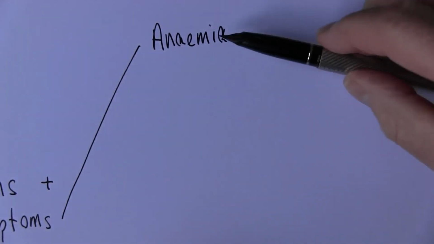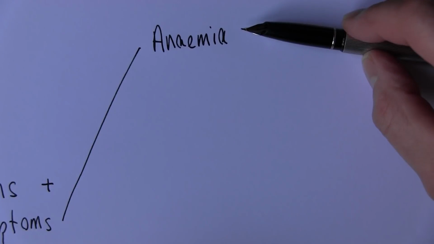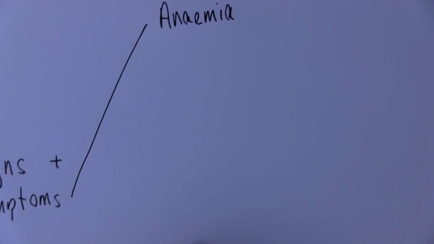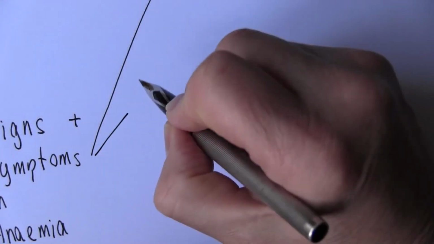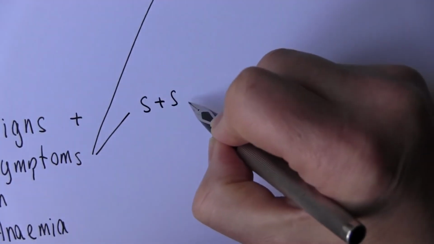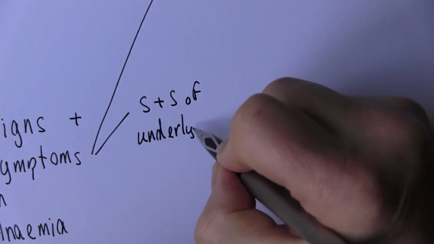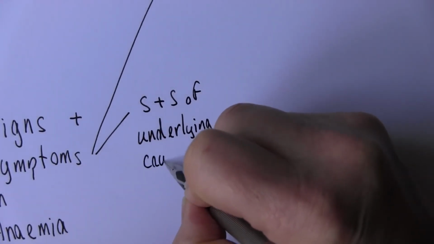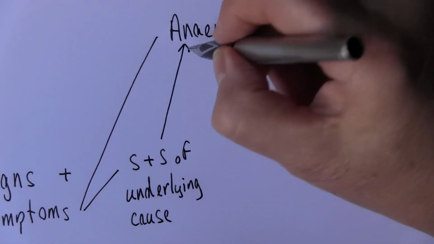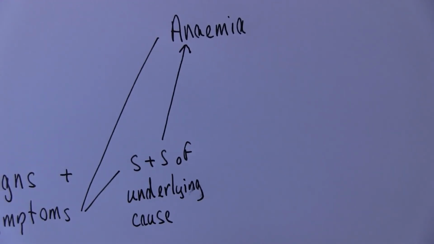So the fact that there's a reduced oxygen carrying capacity of the blood is going to generate a spectrum of clinical features, as you would expect. But before we go on to that, I wanted to think about the signs and symptoms of the underlying cause. Because obviously there's going to be a cause of the anaemia, and we want to be able to recognise the signs and symptoms of the underlying cause as well.